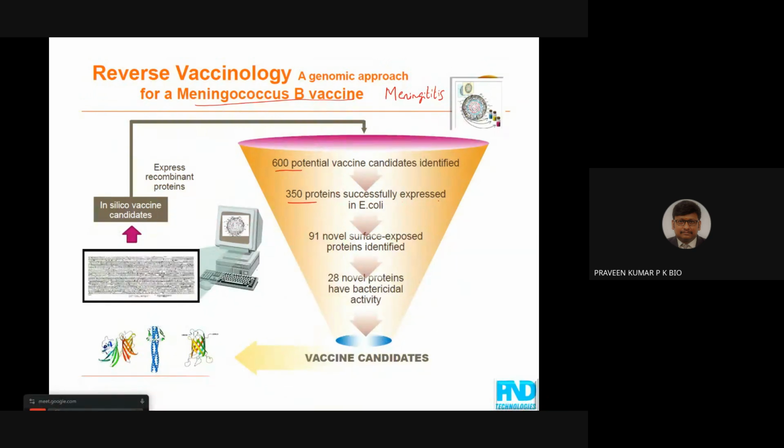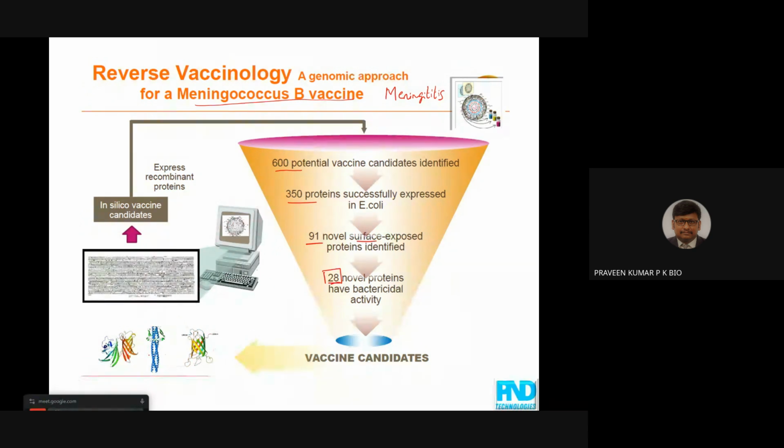coli, that is successfully undergoing recombinant technique. Later, it is screened to 91. So that is 91 surface proteins only identified out of 350. And from that, only 28 novel proteins have the bactericidal activity. So finally, we have concluded we can choose these 28 novel proteins for the vaccine preparation.